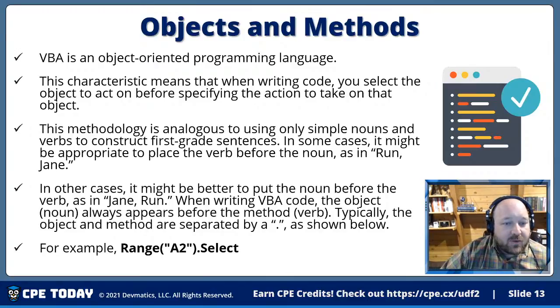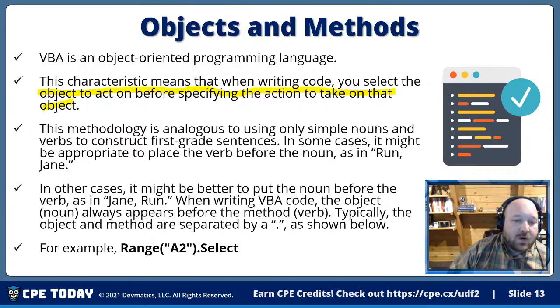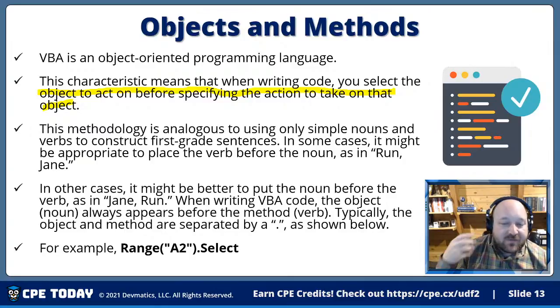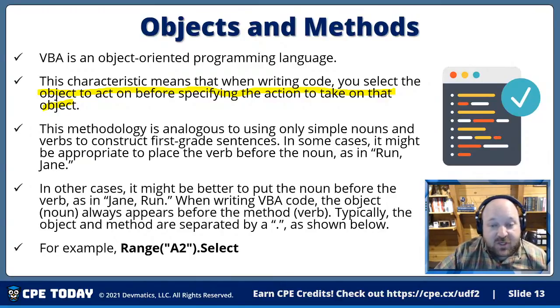Now, the characteristic means that when you're writing code, you select an object to act on before specifying the action on that specific object. So what we want to do when we're writing our Visual Basic is to say, I want to work with this object, and with this object, I want to do this thing. So it's a very declarative language. It's something where we understand what we're going to do. We select what we want to do, and then there are a variety of verbs that go along with it that tell it to do what you've set it to do, but on that specific object that you've selected.